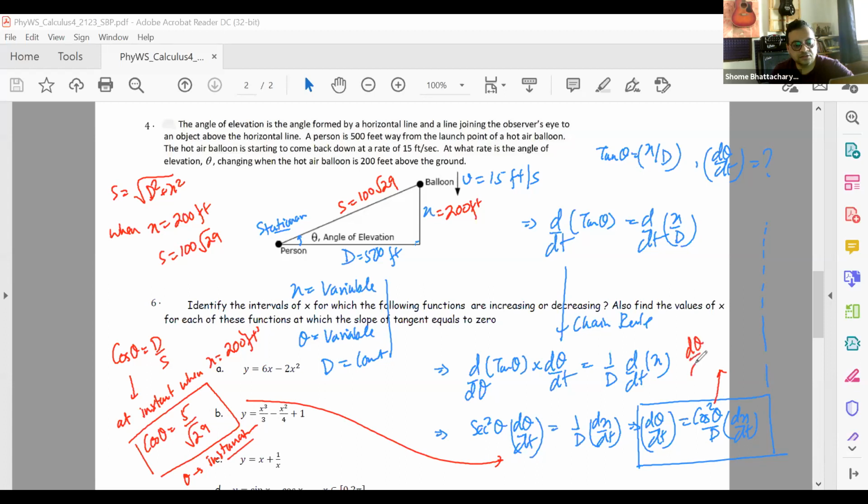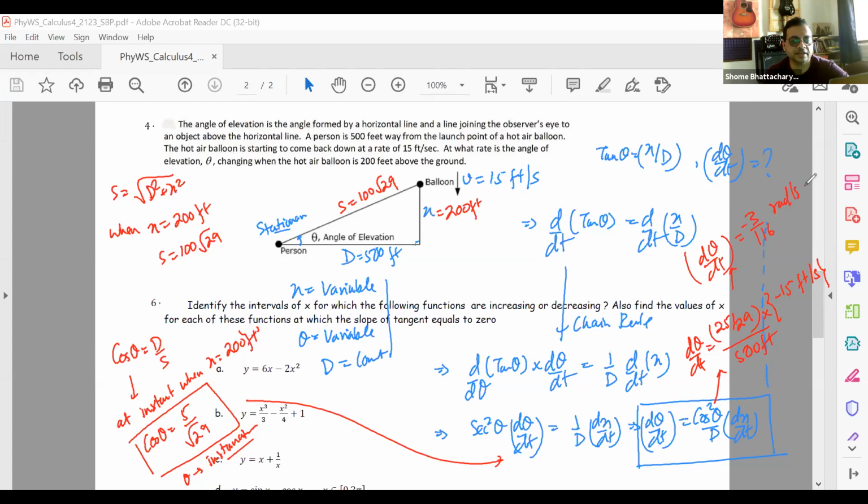We'll get d theta by dt as 25 by 29, that will be cos square theta, divided by d, which is 500 feet, into dx by dt, which is minus 15 feet per second. The unit, feet per second divided by feet, will be per second. That is actually radian per second, because 1 radian is a dimensionless unit. On solving, 25 by 29 into 15 over 500 gives a value of 3 by 116, with a minus sign.